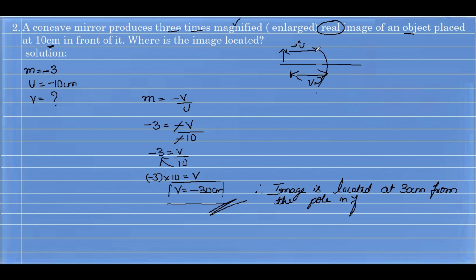So this is the front portion of the concave mirror and this is the back portion. So the image is in front of the concave mirror, which is a real image. Already in the question they have given that it is a real image. So I hope you understood this problem.